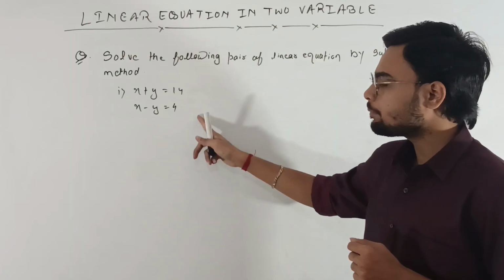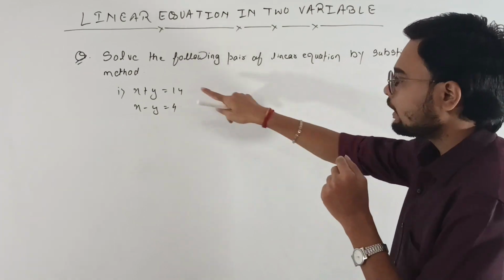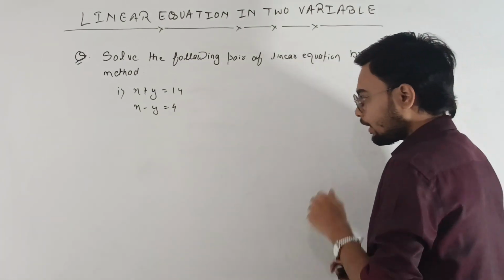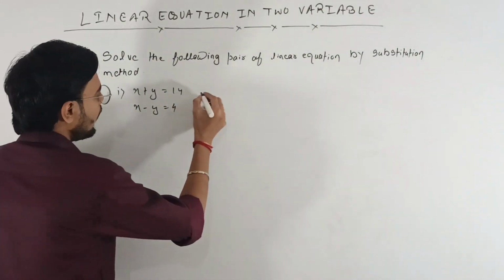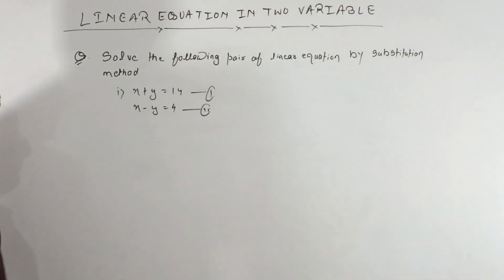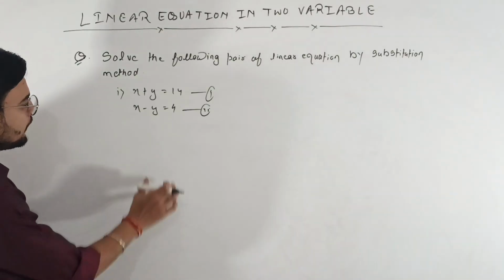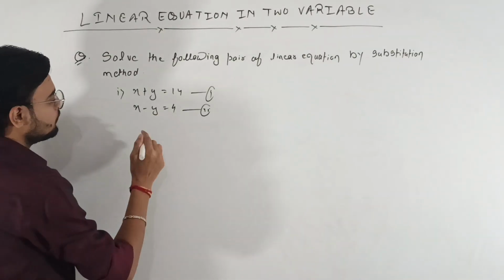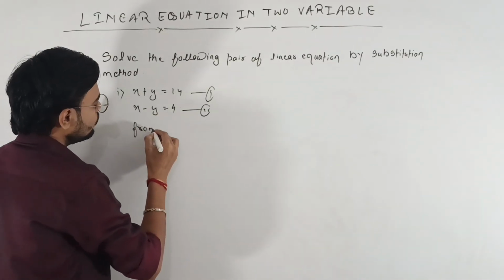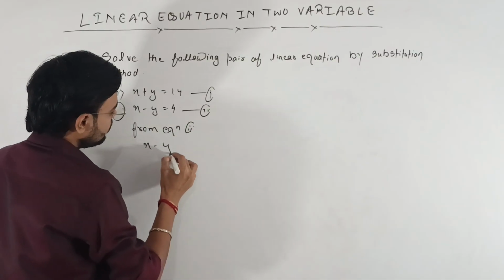Now we have to solve this pair for x and y by using substitution method. Understood? So first, I assume this is my equation number 1 and this is equation number 2. Now after assuming this, I pick any one, either 1 or 2. So I pick equation 2. Why? Because this is easy. So I pick equation number 2, that is x minus y is equal to 4.